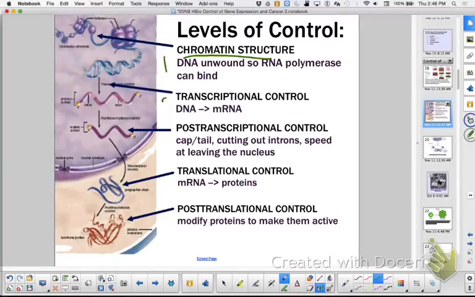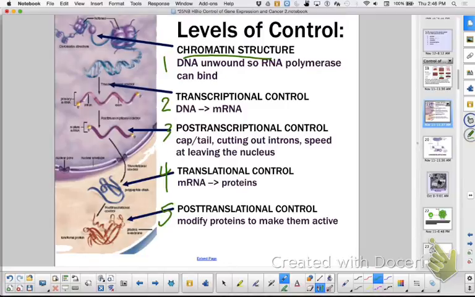Number two is transcriptional control. Can RNA polymerase not get on that promoter? Can it transcribe those genes? Three, cap, tail, cut out introns, leave the nucleus. Four, am I making a protein? Five, am I modifying that protein? Same as the very first slide, one, two, three, four, five.